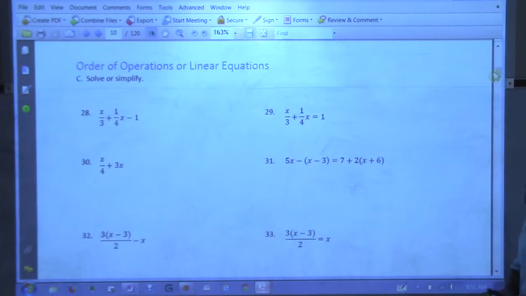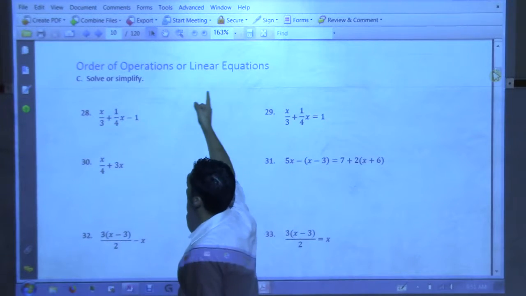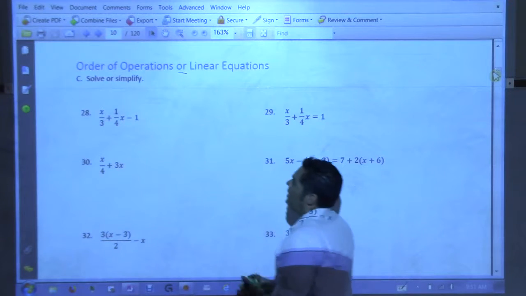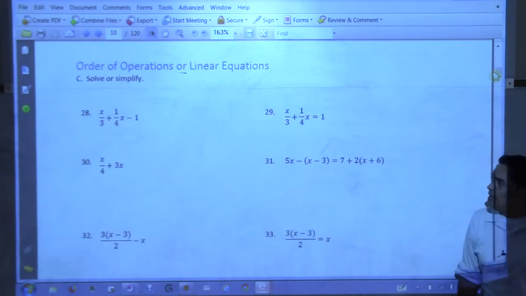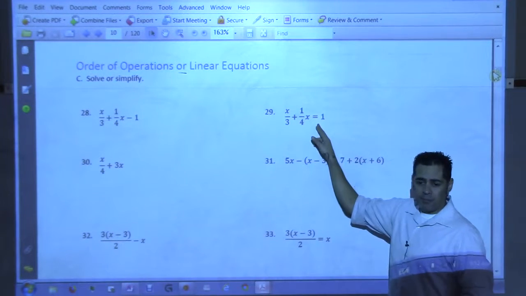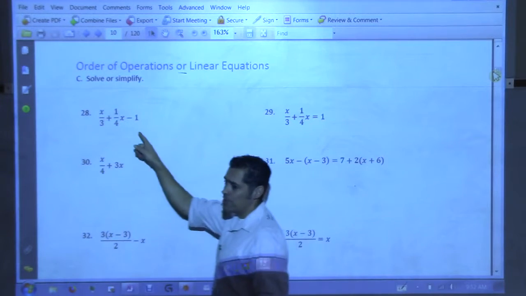This is order of operations or linear equations. All right? Look at number 28 and look at number 29 and tell me what the difference is between those two. One's negative. One is equal and the other one is not. One of them has an equal sign, which makes it an equation. The other one does not have an equal sign.